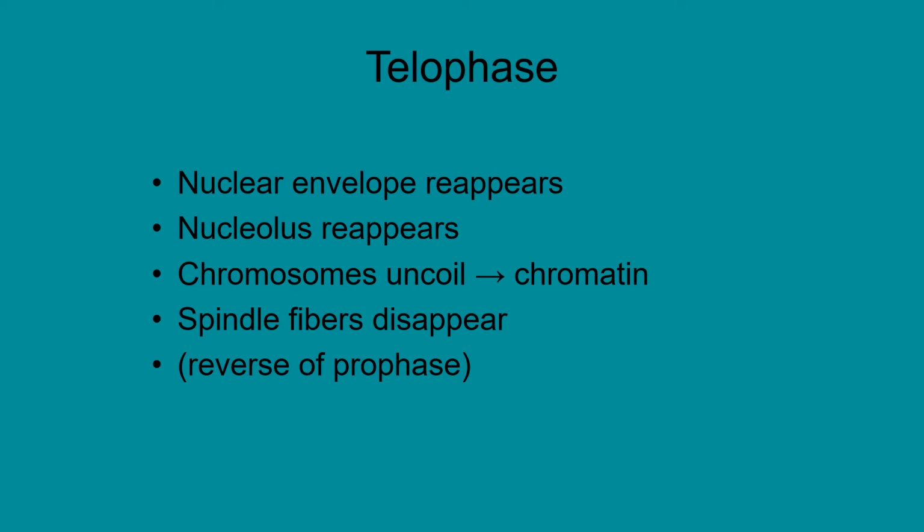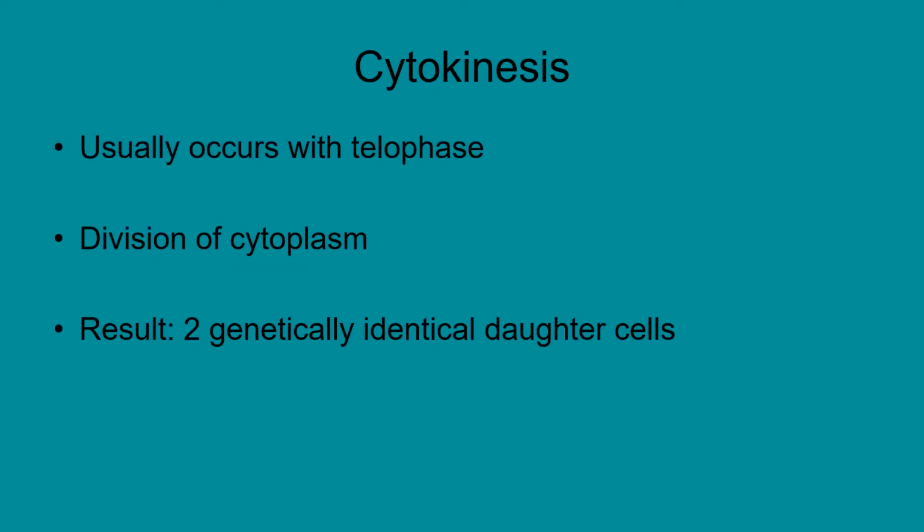And then telophase is simply the opposite of prophase. Your nuclear envelope reappears, the nucleolus reappears, those chromosomes that were so tightly coiled up start to unravel, or rather the DNA is not unraveling, but it's stretching out. And then the spindle fibers are going to disappear. Cytokinesis, as I said, is technically the division of cytoplasm. It usually occurs so that it ends at the same time that telophase is ending. So the two processes are technically separate, but they're going to end at the same time.